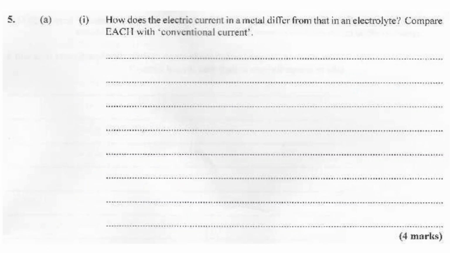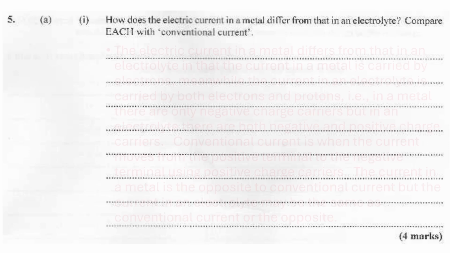Question 5, Part A, Part 1. How does the electric current in a metal differ from that in an electrolyte? Compare each with conventional current for 4 marks.